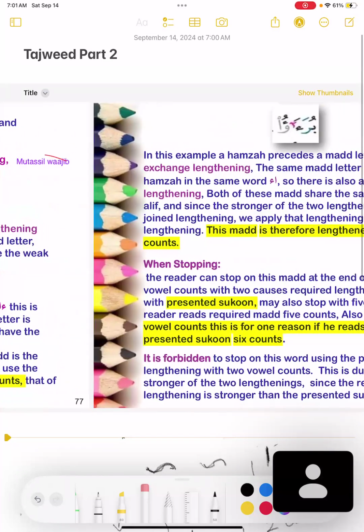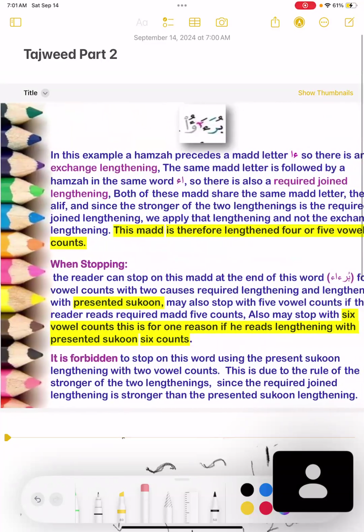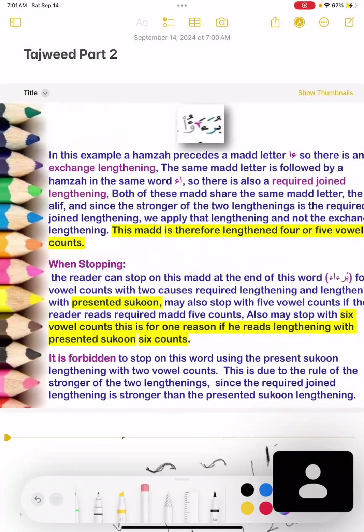Okay, now look at this one here, another example. Keep in mind, I have just moved the thing. Your first priority, mad lazim. Then mad muttasil. Then mad al-arid lil-sukun. Then mad munfasil. Then comes mad badal. So you keep this in mind. You memorize this hierarchy, and then inshallah you will not make a mistake.